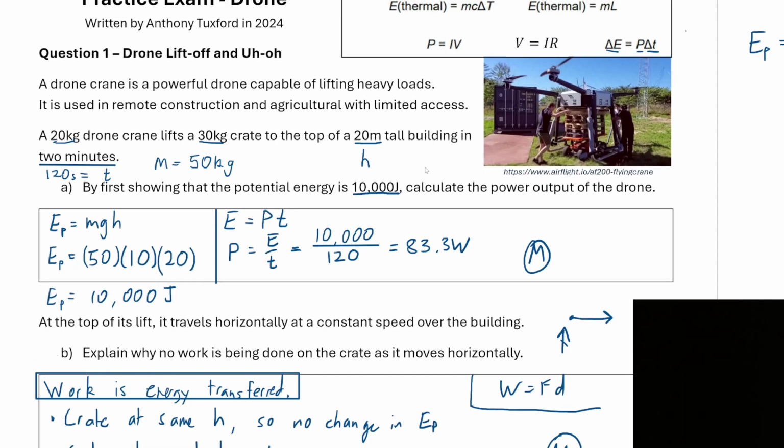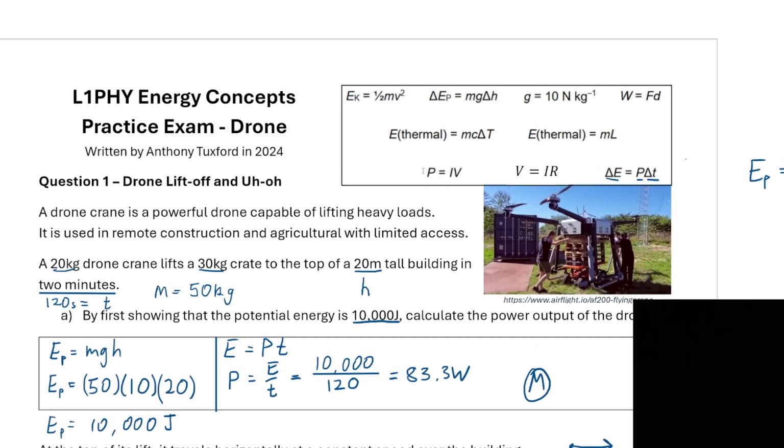Alright, so that's question 1 done. Take this time now to look over your answers, read your notes on mechanical energy before we move into the next question.